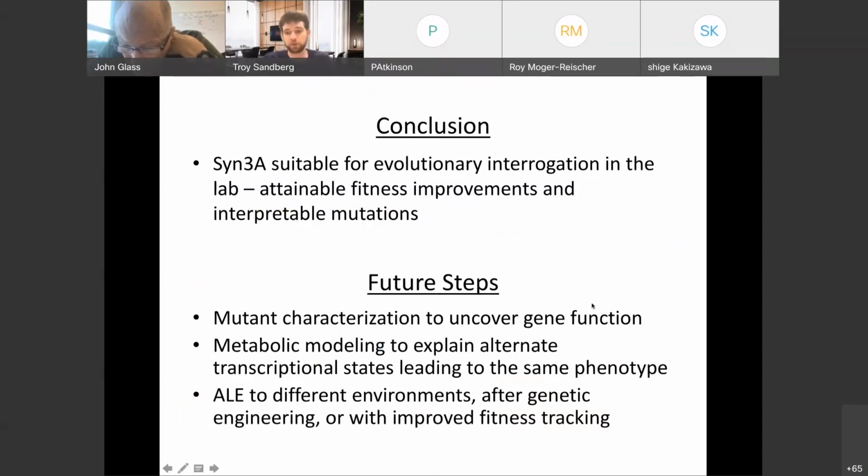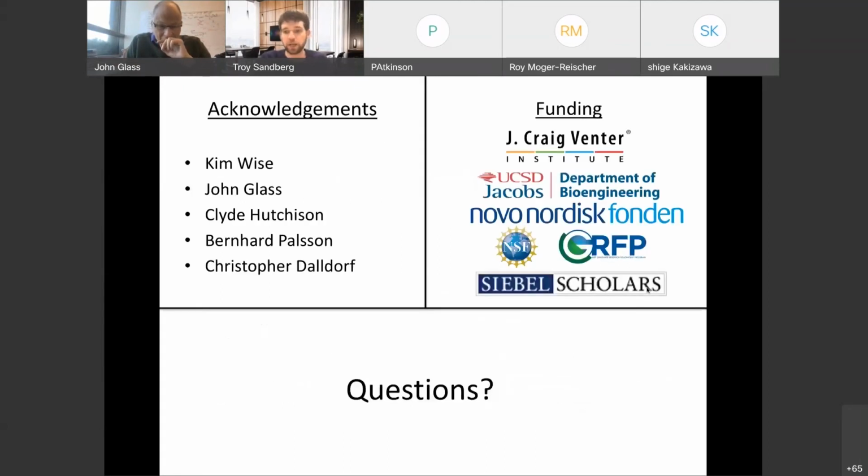And so there's a lot of future work that could be done, using ALE to find these mutations and then characterizing them to uncover gene function, using metabolic modeling to better understand what's going on transcriptionally in the cells. And you can, of course, do evolution to all sorts of different environments, maybe more stressful ones, maybe ones with coexisting or infection-based, do it with different genetic engineerings in maybe the SYN3B strain, and with better fitness tracking. So ideally, you could get actual real-time fitness trajectories and know when exactly a mutation had swept into the population. So with that, I will take any questions.